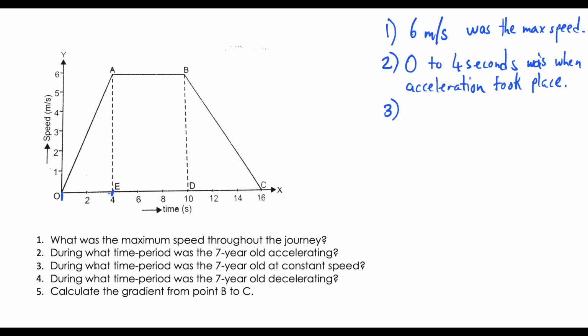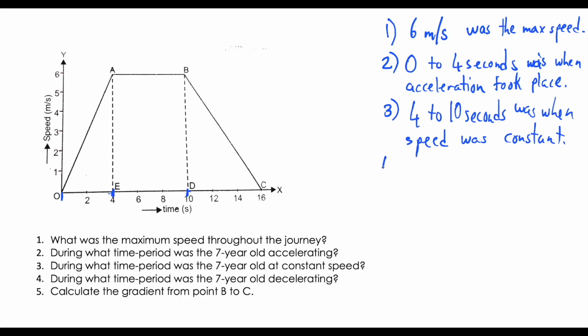So, third one, during what time period was the 7-year-old at constant speed? So, constant speed, we expect to see that no acceleration was taking place. So, therefore, no speed was increasing. So, at what time interval do you see speed was remaining constant? So, if you look at this, you realize that from 4 to 10, that's the only time speed is constant. So, 4 to 10 seconds was when speed was constant.